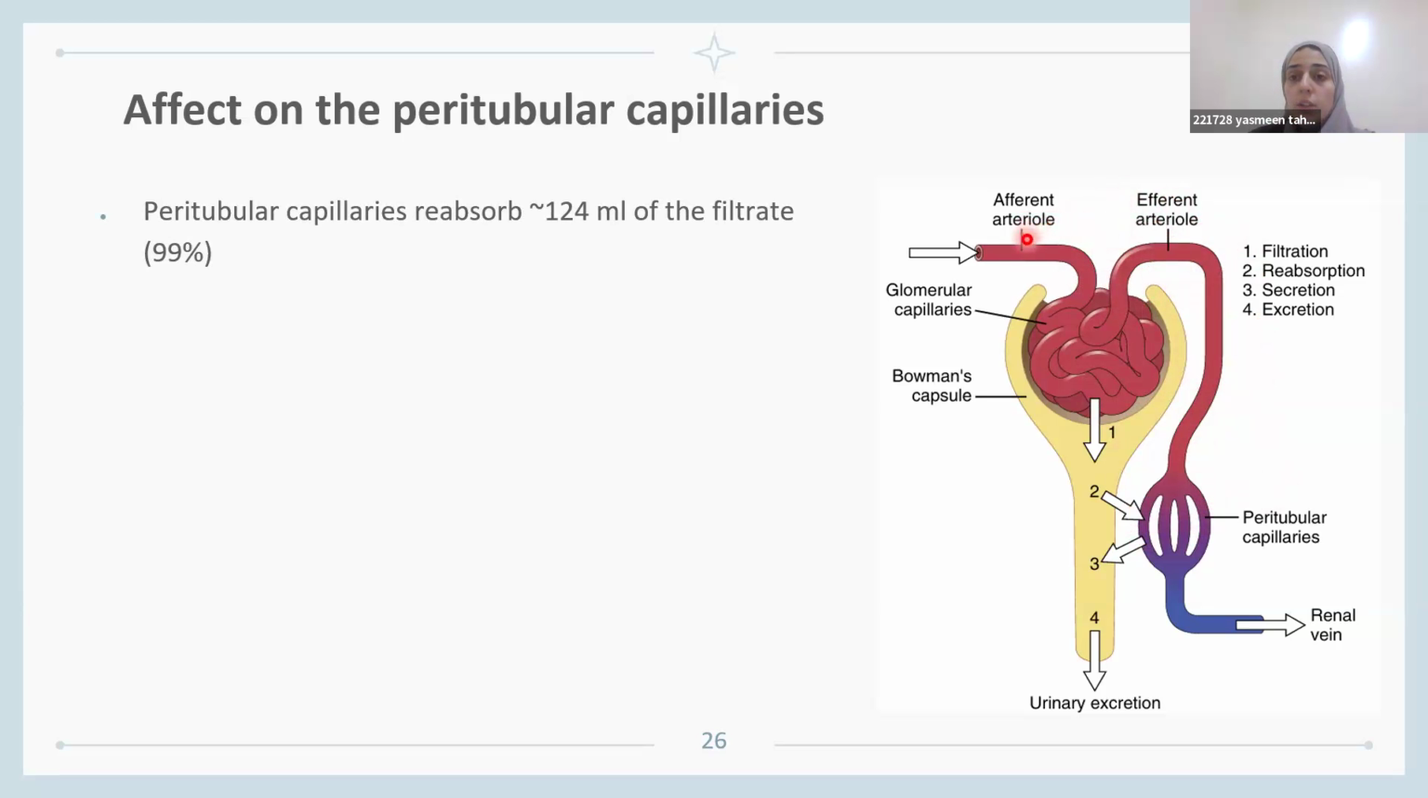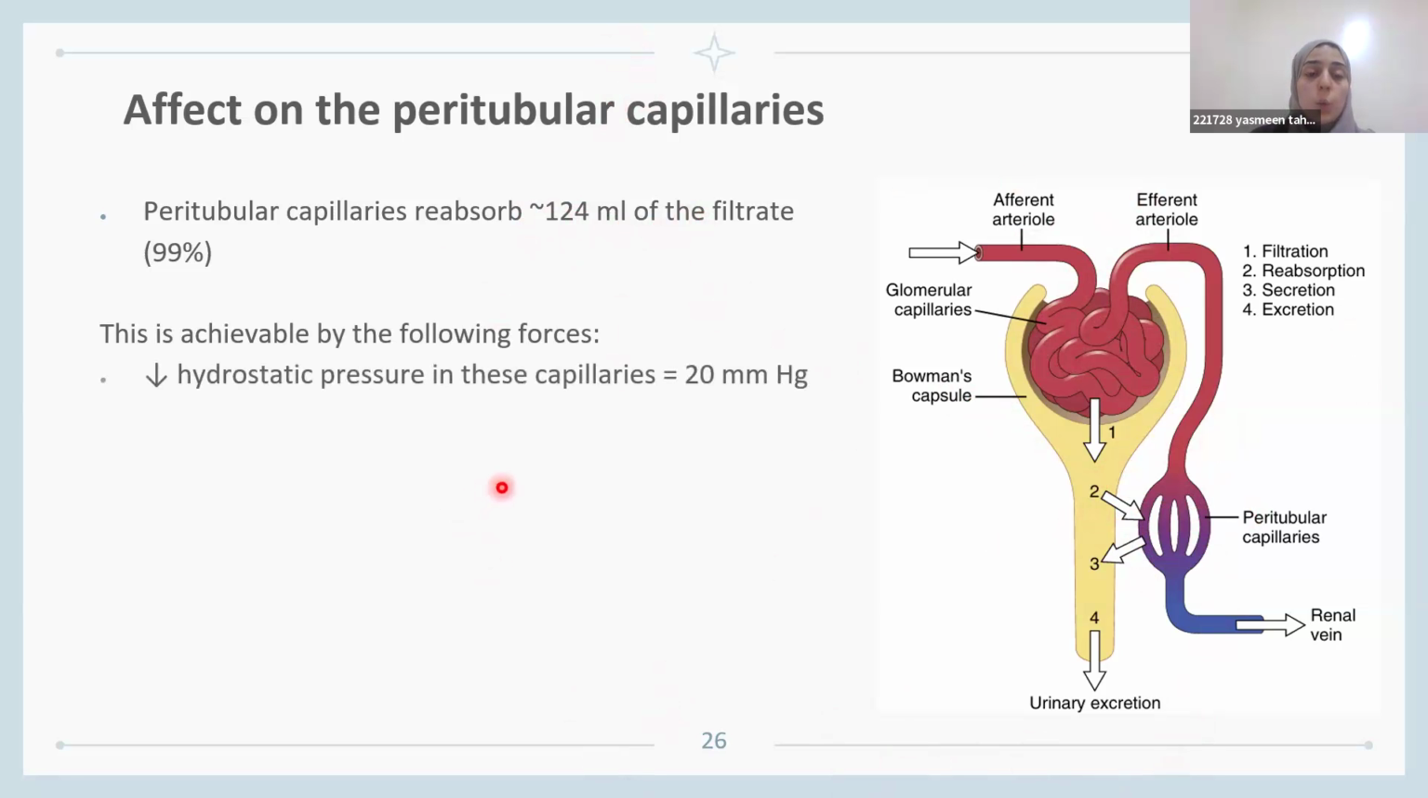So a constriction in the afferent arteriole and efferent arteriole have different effects on the GFR and the renal blood flow, but it's the same effect on the peritubular capillaries because they come later. They are not in between like the glomerular capillaries. As we mentioned earlier, the filtration is very high, around 125 milliliters per minute. And most of this filtrate is reabsorbed. This is because of the peritubular capillaries' reabsorption forces. And how is this reabsorption achieved? One, we have lower hydrostatic pressure in these capillaries.